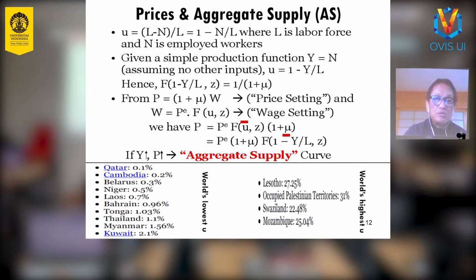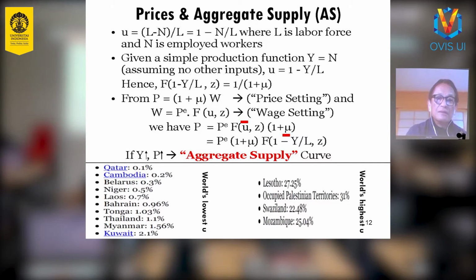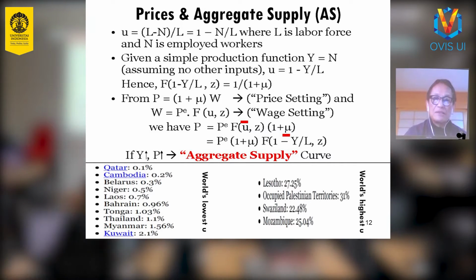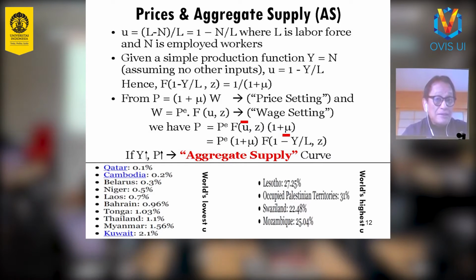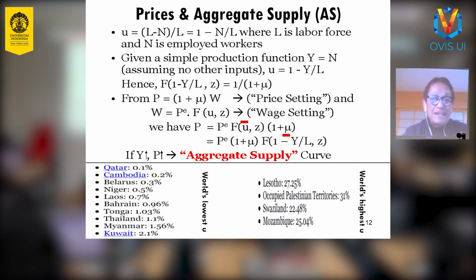Remember, originally this is U. So F within bracket U. Let me go back to earlier here. You see this? F, U. But now I can replace the U by 1 minus Y over L from here, basically. But still, remember, the relation is still negative, like in the case of U here. It's negative, right?